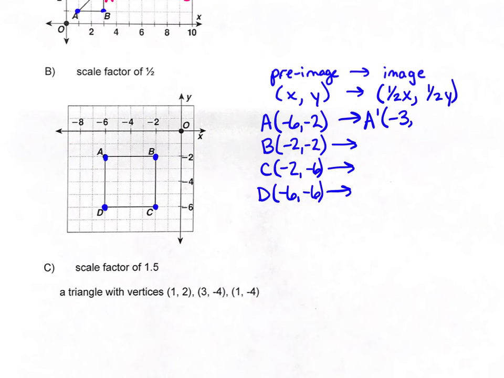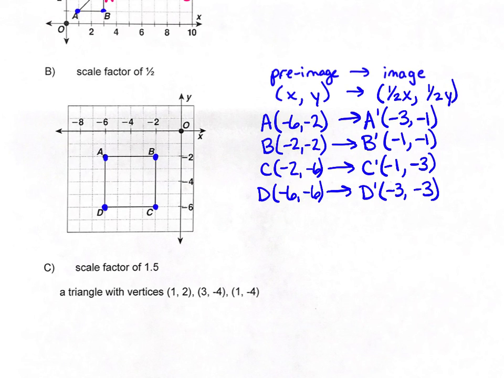Half of y, -2, is -1. For B prime, half of -2 is -1. Half of -2 is -1. For C prime, half of -2 is -1. Half of -6 is -3. And for D prime, half of -6 is -3, and half of -6 is -3.